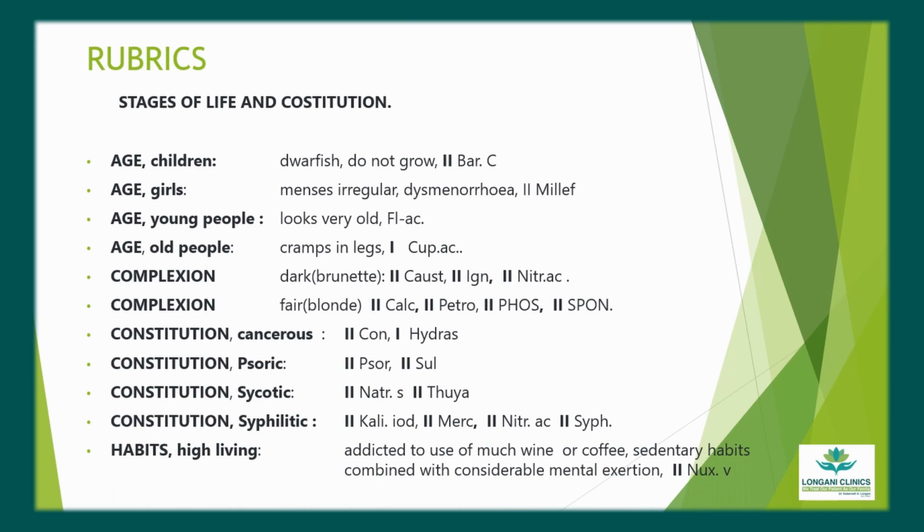Then you'll find age, girls, menses irregular, dysmenorrhea. The drug mentioned is millefolium. Age, young people, looks very old. The drug mentioned is fluoric acid. Age, old people, cramps in legs. The drug mentioned is cuprum aceticum. Then complexion, dark, brunette. The drugs mentioned are causticum, ignatia, nitric acid. Complexion, fair, blonde. The drugs mentioned are calcarea, petroleum, phosphorus, spongia.